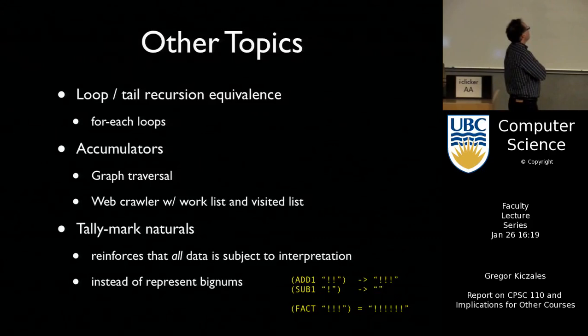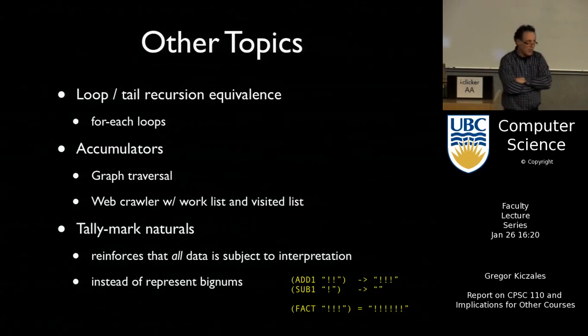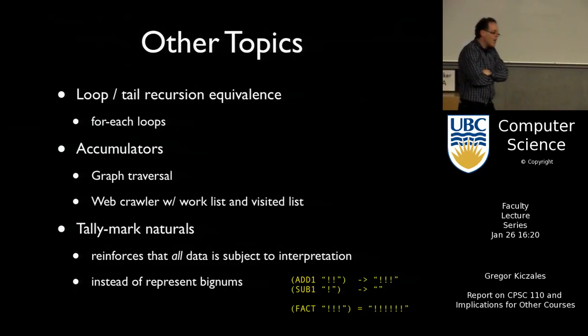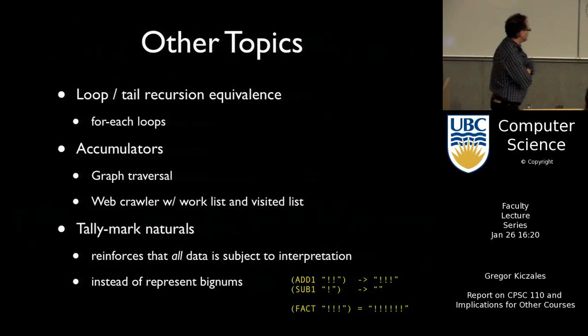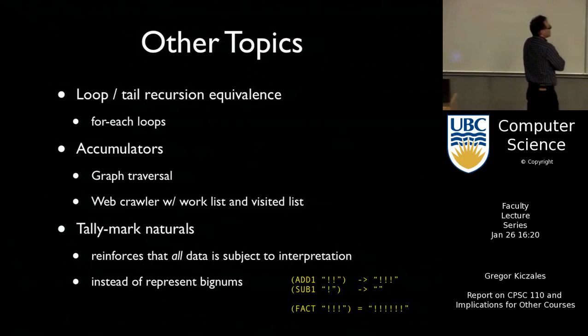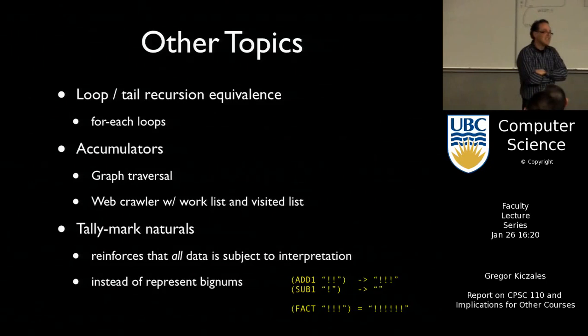We talked a little bit about loop and tail recursion equivalents, and we do explicit for-each loops. We talk about accumulators. We set them up for the real hard interview question about how you traverse an arbitrary size graph, given that you get stack overflow. Right, we do that with two accumulators. There's a place in the week after the trees where the lecture is really hard to deliver because you really have to get some of the students who aren't intending to be computer science majors to give you some patience.